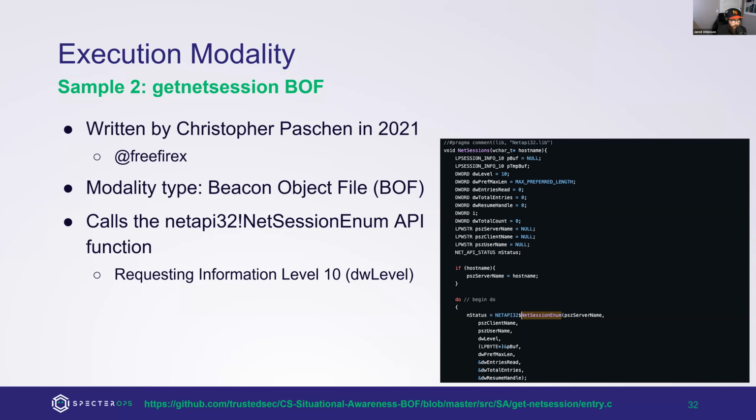We also see, probably about the fifth line, DWORD dwLevel, and that's set to 10. That's the same information level that we saw in the previous tool. And so we see that these are essentially doing the same thing, right? They're literally doing the same thing. They actually literally have the same name, right? This one's called getNet session, and the other one's called get-net session. Same name, doing the same thing.